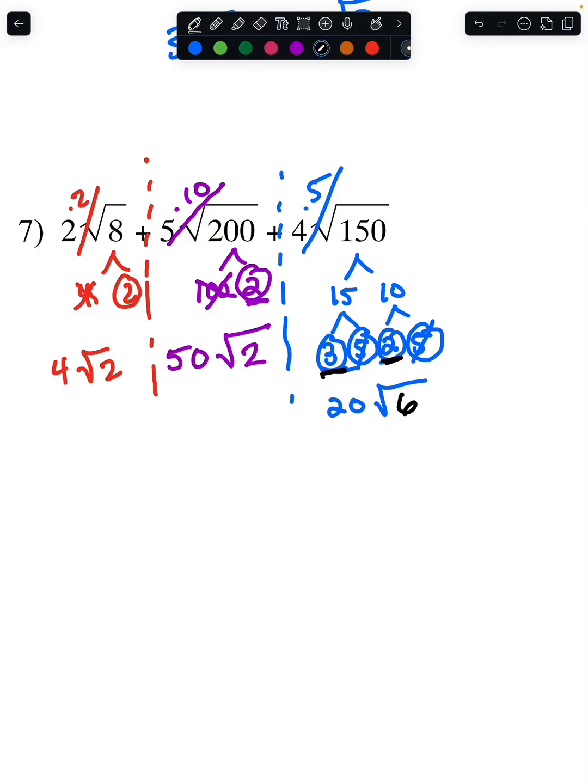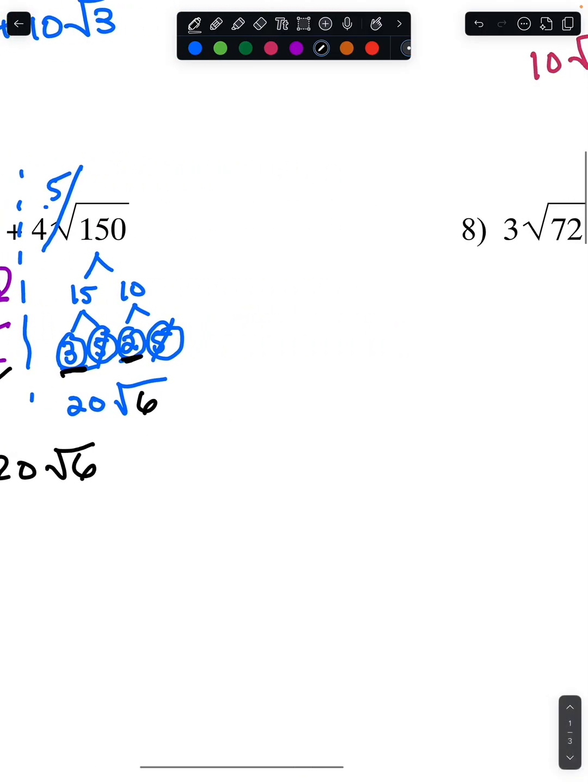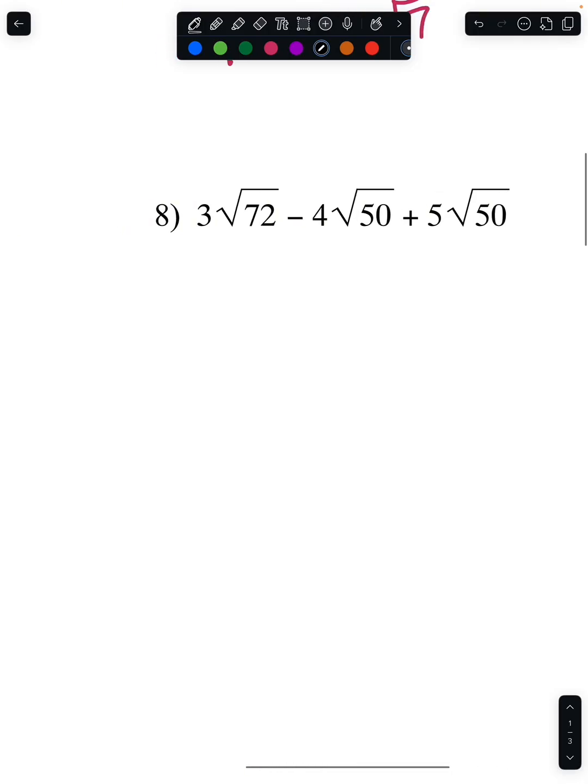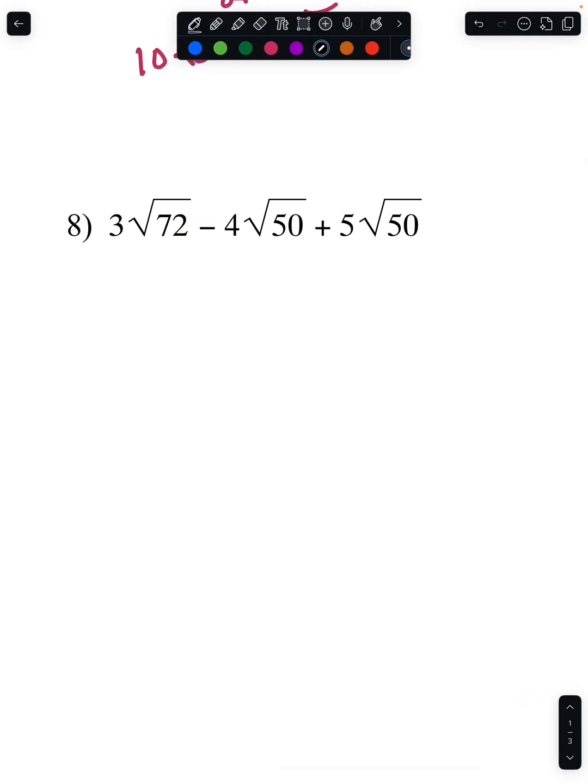And so we need to combine my like terms. And I have a like term right here and right there. So that's going to become 54 square root 2 plus 20 square root 6. That's the final answer. And then for number 8, let's go ahead and take a look at this one. As a matter of fact, go ahead and pause the video right now and you try this. Go ahead and give it a shot.